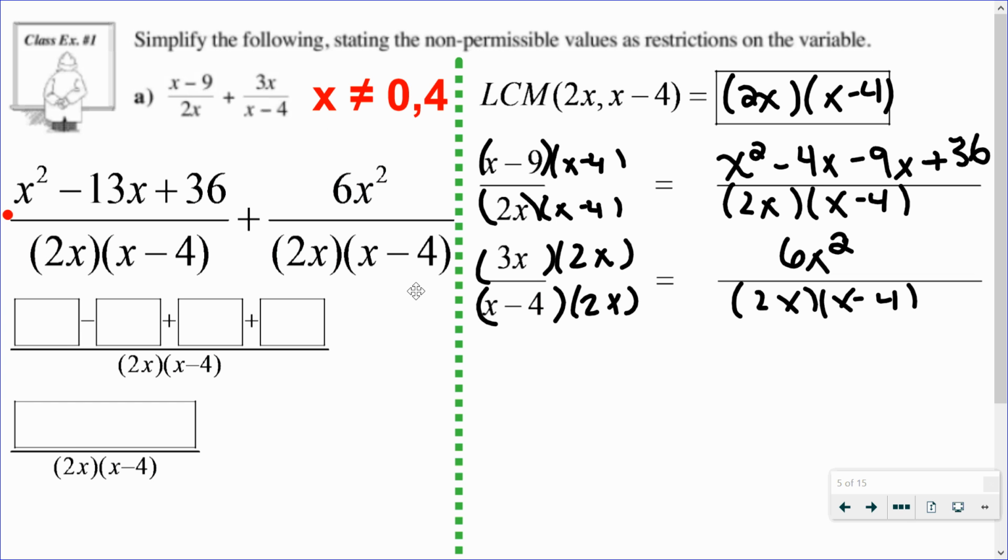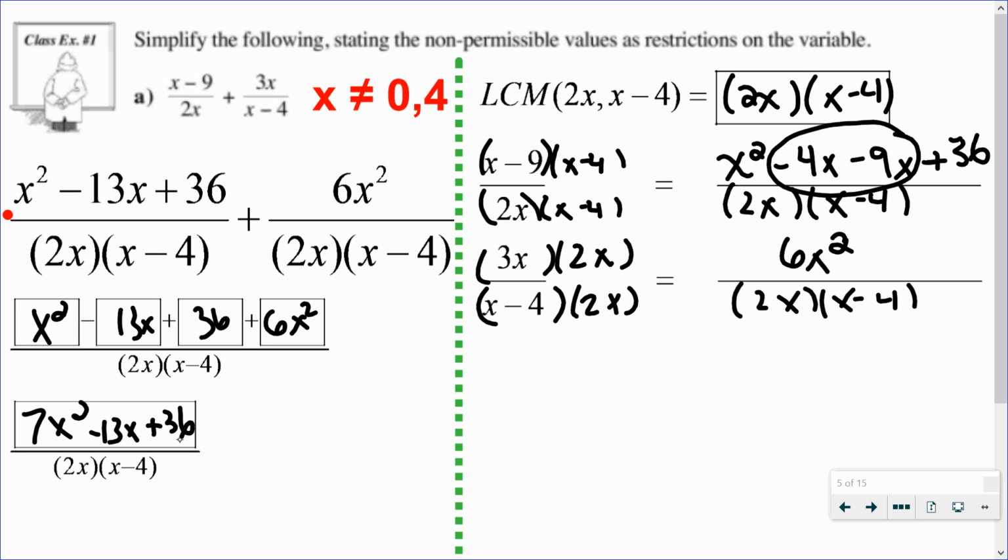So you can see here I combined my like terms to get negative 13x, and now I'm ready to add. So I'm going to combine them as one fraction by just adding everything together. So x squared minus 13x plus 36 plus 6x squared. So add my x squareds together, and I have 7x squared minus 13x plus 36. And that would be my final answer with the restriction that x can't be 0 or 4.